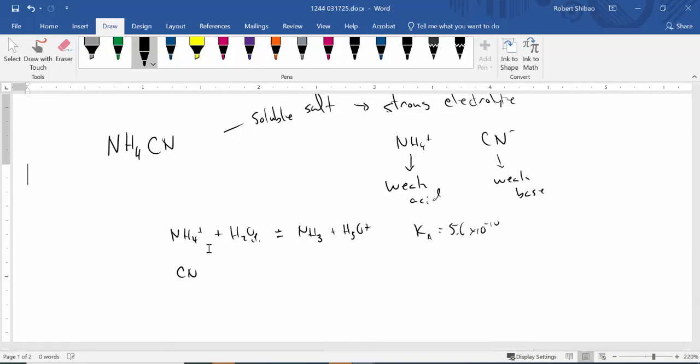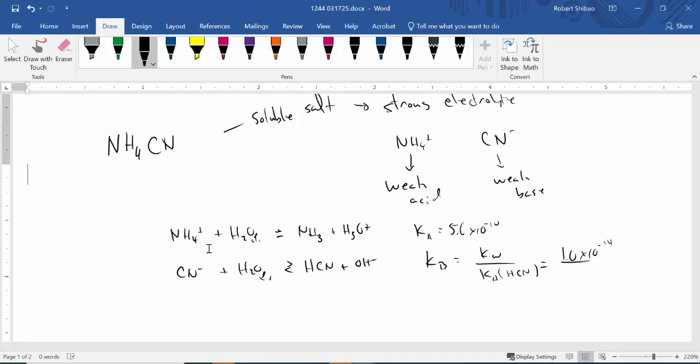Cyanide here is also going to hydrolyze water. This is going to make HCN and hydroxide, and this is going to have a Kb. The Kb value for this is equal to Kw over the Ka for HCN, the conjugate. And so Kw was 1.0 times 10 to the minus 14. And Ka for HCN is, we used it the other day. Was it 6 times 10 to the minus 10?